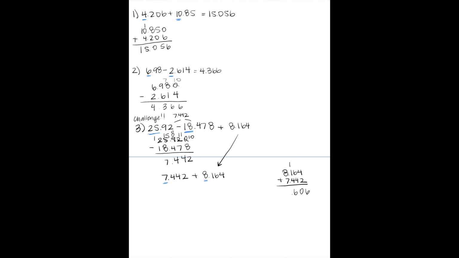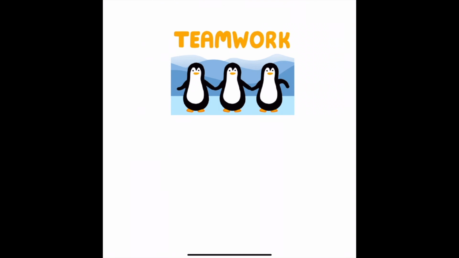4 plus 2 is 6, 6 plus 4 is 10, 4 plus 2 is 6 again, and then 8 plus 7 gives me 15. So after subtracting and adding, our final answer will be 15.606.